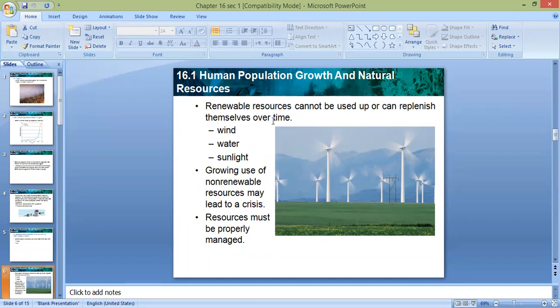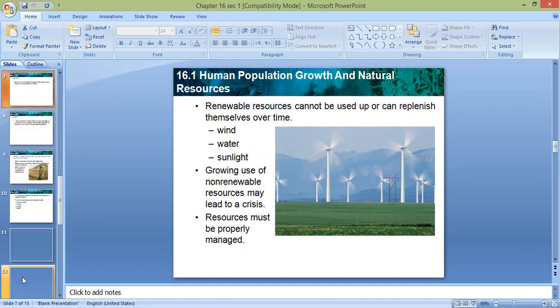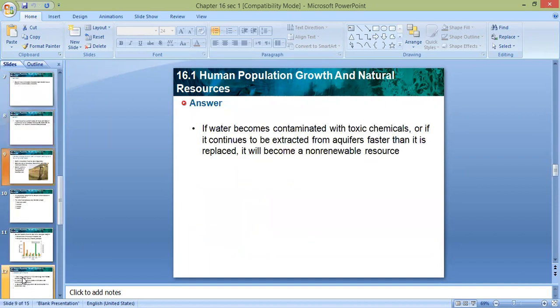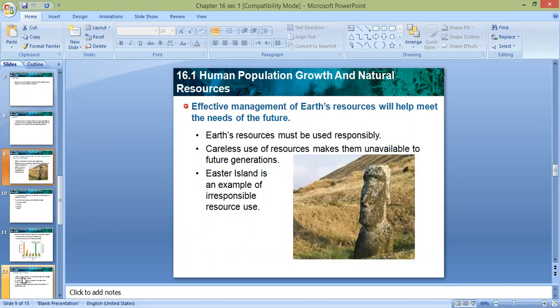We have to depend more on renewable resources because they are more available. Because the growing use of non-renewable resources may lead to a crisis, and they must be properly managed. Now we talk about how effective management of earth resources will help meet the needs of the future. It means I have to have management, I have to use the resources efficiently.